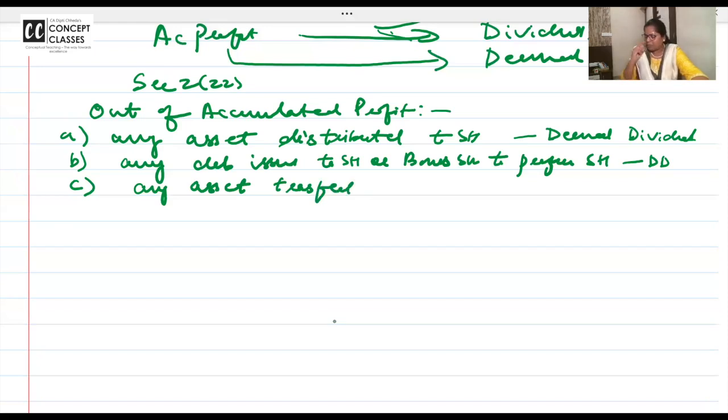Third, out of accumulated profit, any asset transferred on liquidation. On liquidation, any asset transferred to shareholder out of accumulated profit is deemed dividend.